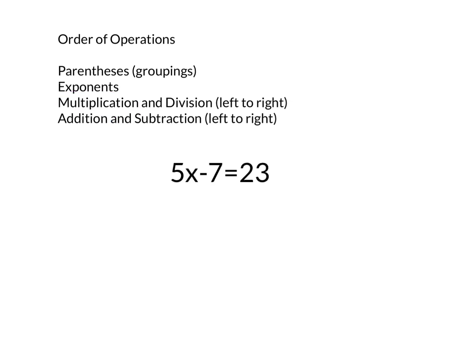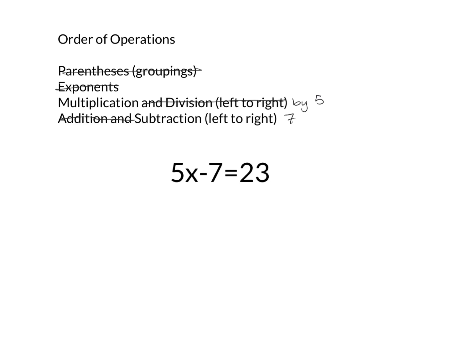So we're going to use that idea to go backwards and solve. So I have 5x minus 7 equals 23. Now, when I think about what's being done to x, I am multiplying by 5 and I'm subtracting 7. I don't have any grouping symbols that I'm going to need to deal with. I don't have any exponents that I'm going to need to deal with. So I am multiplying x by 5, and then I am subtracting 7.